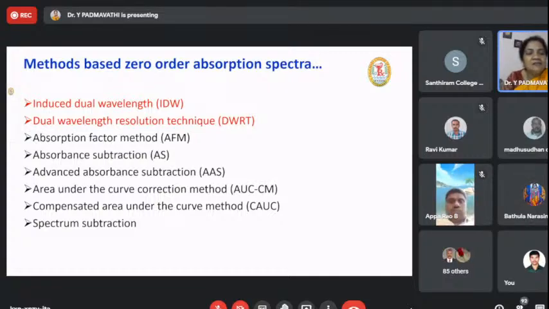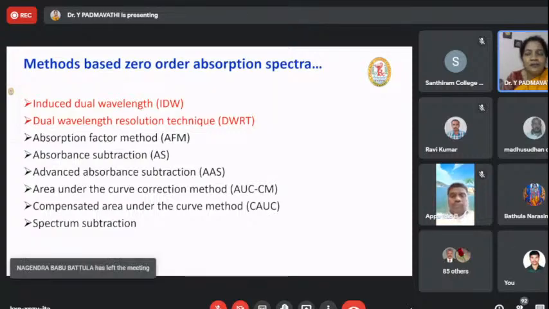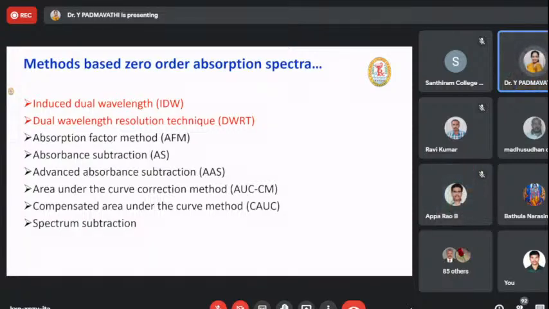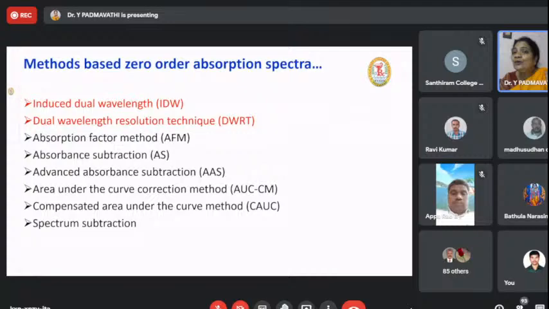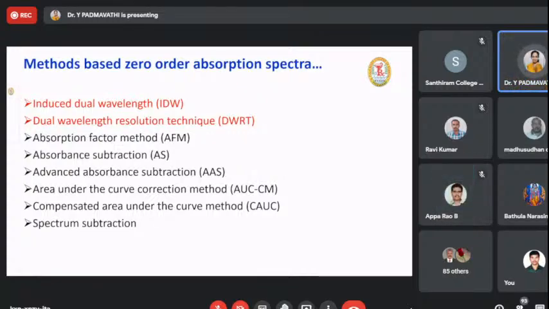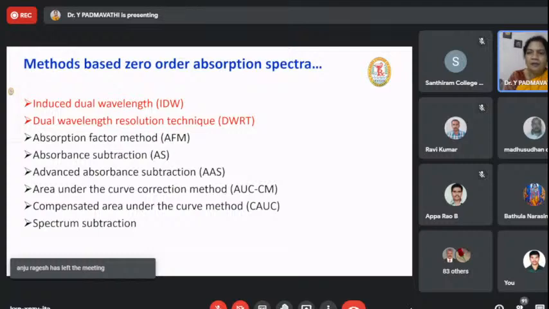Okay. So first, as I said, dual wavelength modes. You have some methods based on manipulating the zero order absorption spectra of the compound. Usually in conventional methods, I said, simultaneous or Q-value method, you'll be selecting 2 wavelengths, right? Meeting certain conditions. In all these methods, by selecting 2 wavelengths, you are doing some spectral manipulation, and you can apply the methods for samples like binary mixtures and ternary mixtures. The first 2 I'm going to explain are the highlighted ones: the induced dual wavelength method and dual wavelength resolution technique.